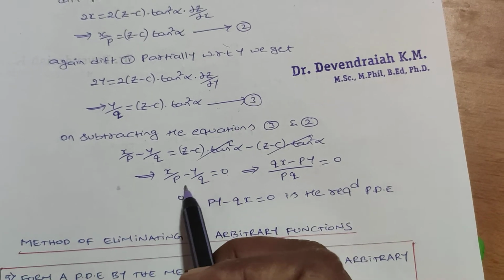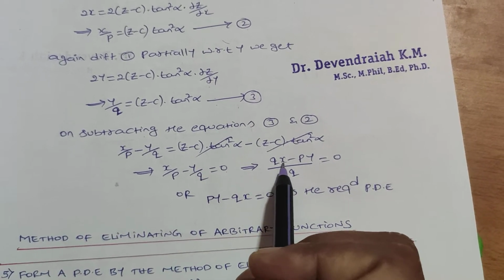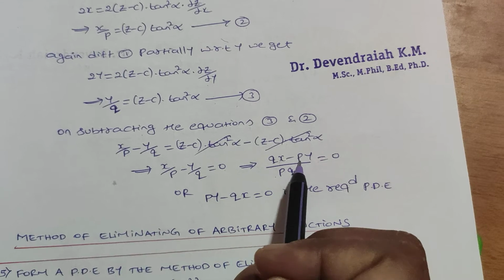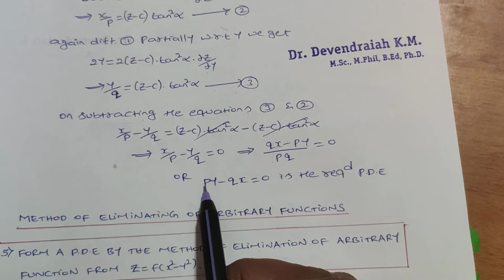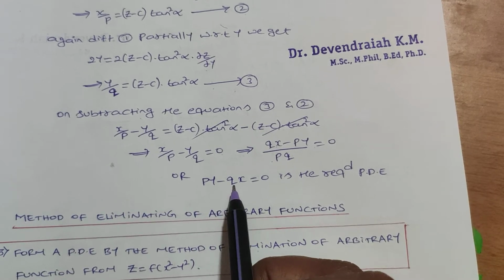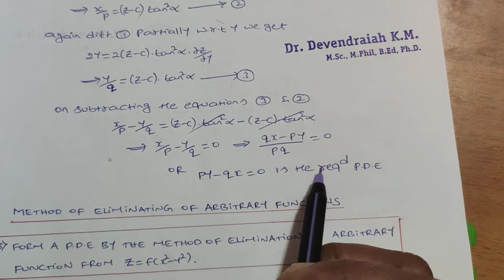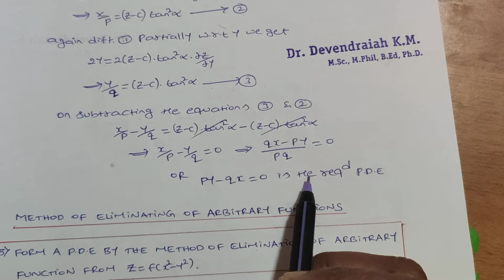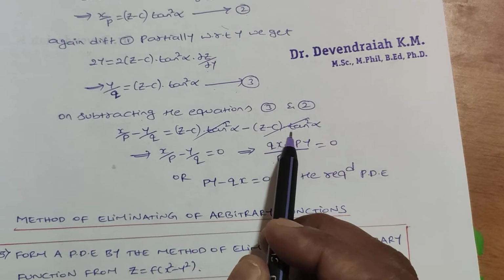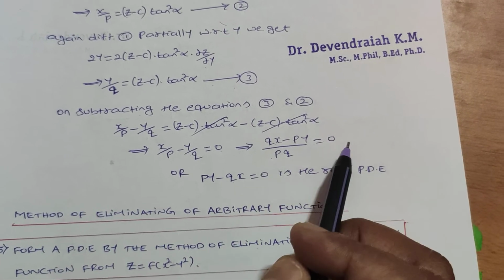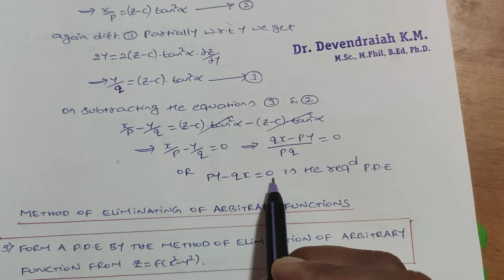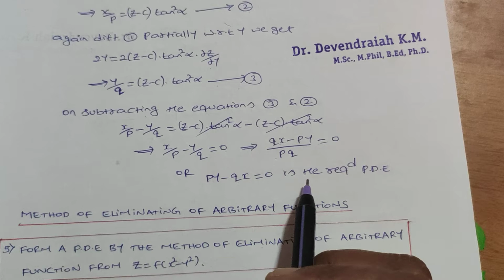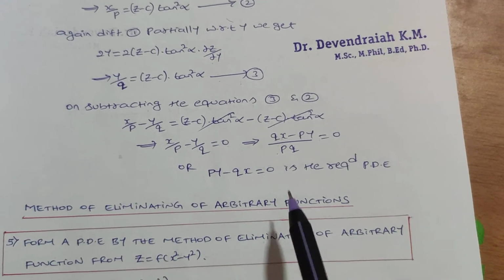The term that gets cancelled, we observe the value as 0. So on taking LCM as pq, we observe the equation as qx minus py, which is equal to 0. Therefore py minus qx, which is equal to 0, is the required partial differential equation. Taking py to the right side and qx to the right side, we observe the equation py minus qx equals 0 is the required partial differential equation.